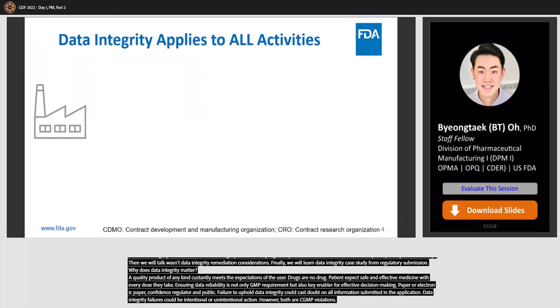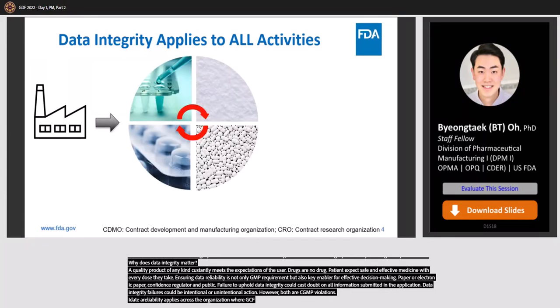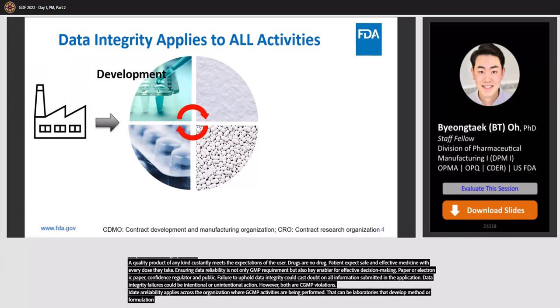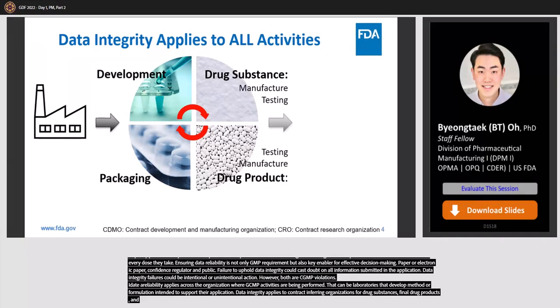Data reliability applies across the organization where CGMP activities are being performed. That can be laboratories that develop methods or formulations intended to support drug applications. Data integrity applies to contract manufacturing organizations for drug substances, final drug products, and even packaging facilities.